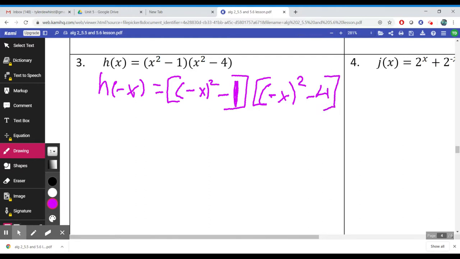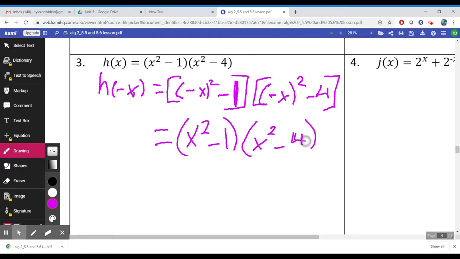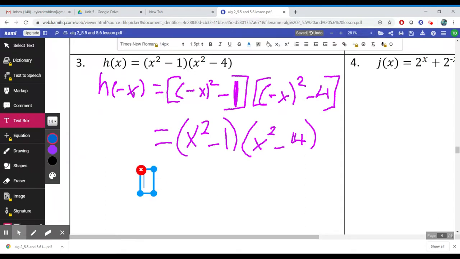Okay, but we also know that negative x squared and positive x squared are going to give us the same thing, because when we multiply negative x by itself, the negatives will multiply to form a positive. So this will just equal positive x squared minus 1 times positive x squared minus 4. And since this has the exact same value as h of positive x, we know that this function will be even.